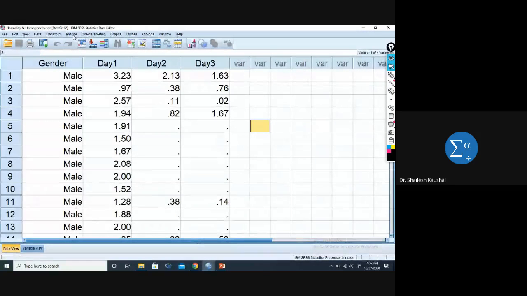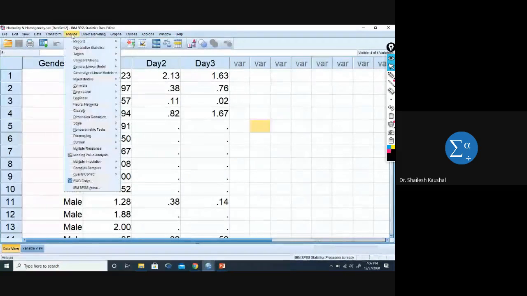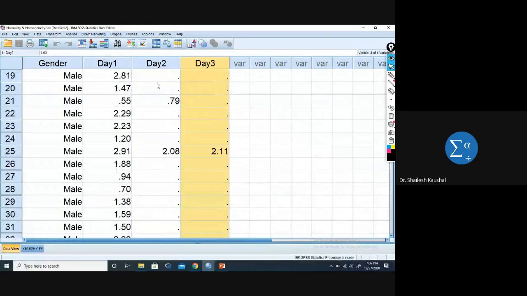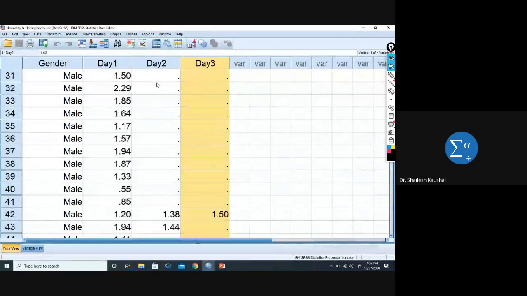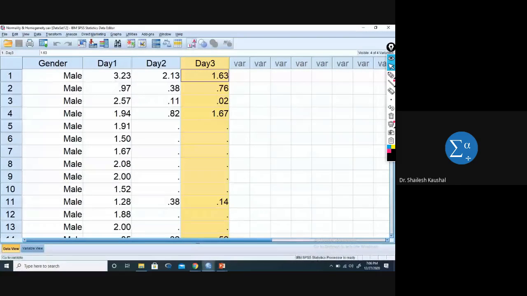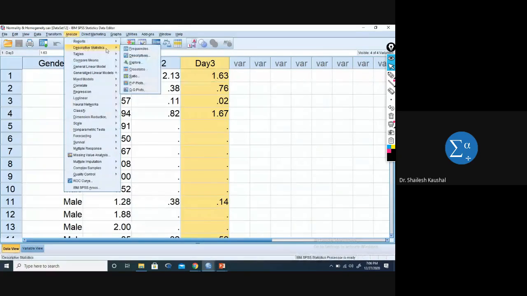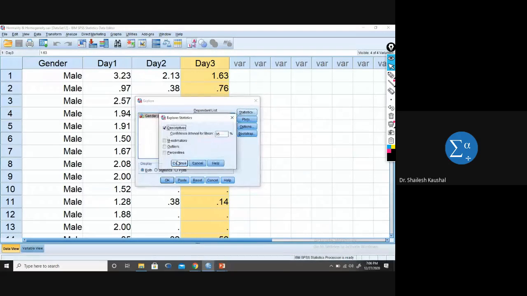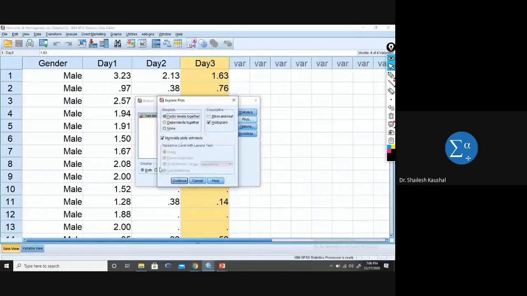Where did we make the mistake? Now we check again. Analyze descriptive statistics. And why did this result come? Because there are missing values in day 2 and day 3. If you have missing values, then we should keep in mind how to perform the normality. How to perform normality? Analyze descriptive statistics, explore the options. First statistics means descriptive, second we tick plot, histogram and normality.